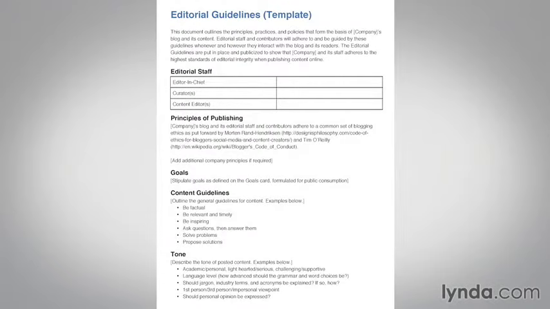The principles of publishing outline the overall principles the blog adheres to. Here you should list the principles and philosophies of the company itself, and also principles of editorial and journalistic ethics. By publishing content, you're taking part in an age-old tradition of information sharing, and it's vitally important that you establish and adhere to a strict code of ethics when it comes to publishing this information. This includes being open and honest about your affiliations, being factual, and correcting your errors.